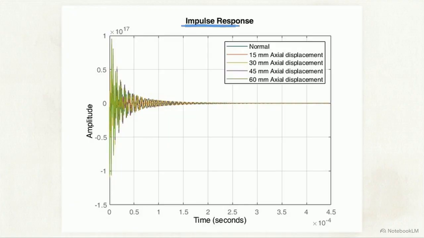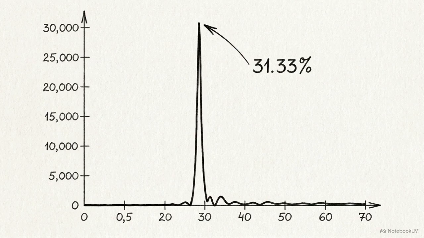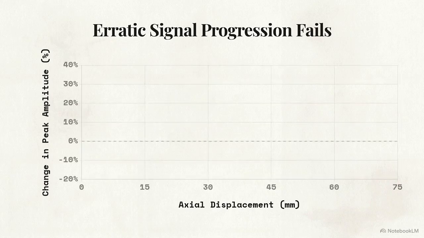Shifting to the time domain, we begin with the Figure 8 impulse response plot. Because settling times across all fault conditions are nearly identical, our analysis focuses entirely on the peak amplitudes at the very first extrema. The impulse response achieves the highest raw sensitivity of any tested metric. A 30mm displacement registers a massive 31.33% change in amplitude, but mapping the progression reveals the exact same flaw we saw in the frequency domain.